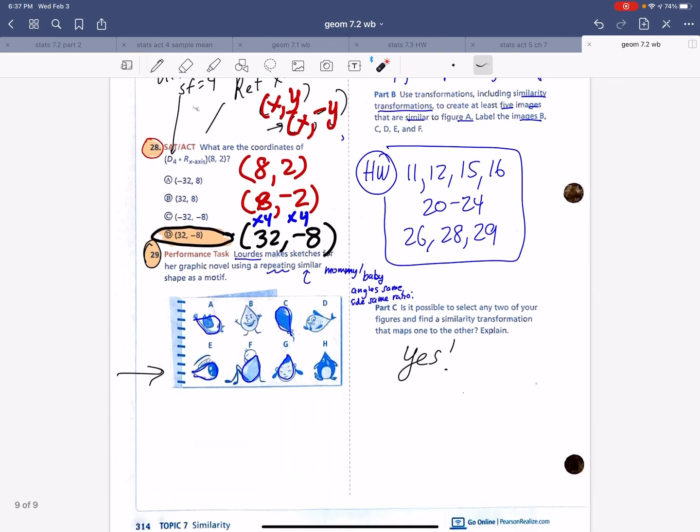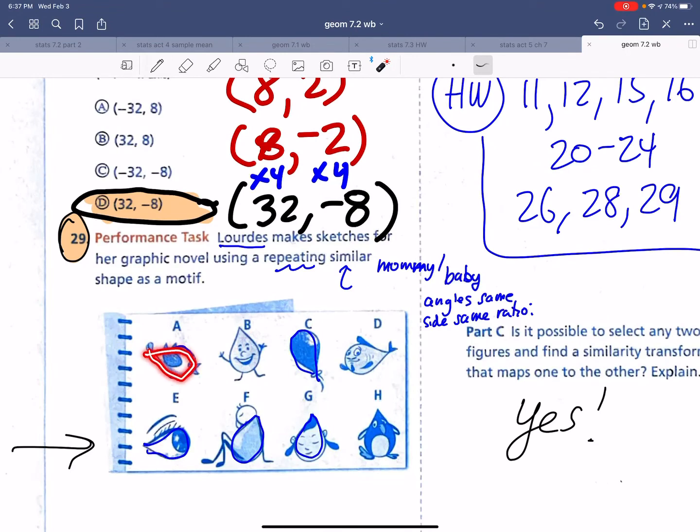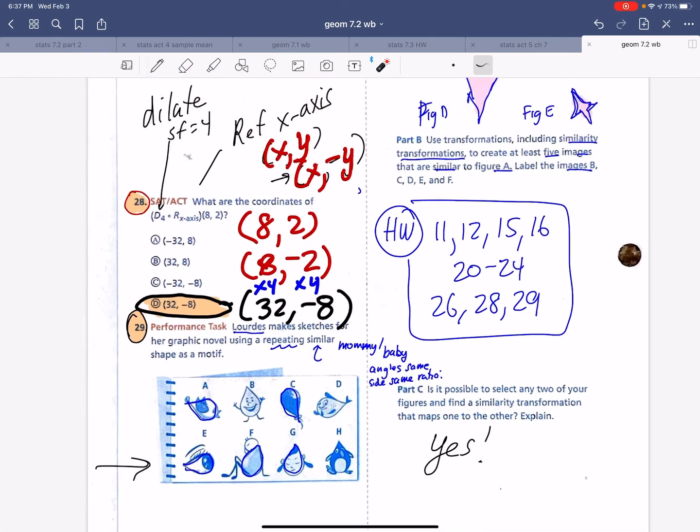Cool. All right, last one. Looking at Lourdes, she makes a sketch for her graphic novel, and it looks like she's making a lot of teardrop shapes, turning these things into creatures from the same shape. She's repeating similar objects. So I want to make a clarification here. I call these mommies and babies. These actually look like congruent shapes, but like we said today, similar shapes have the same angles, but the sides have the same ratios.